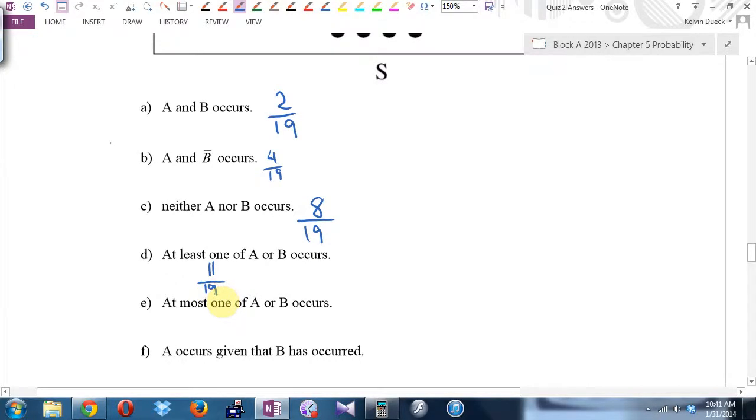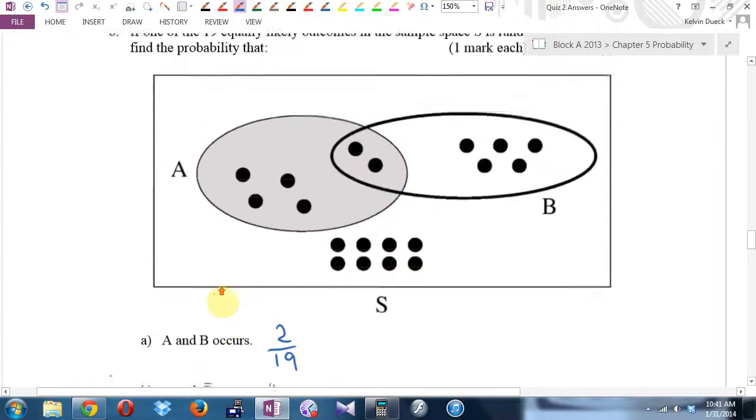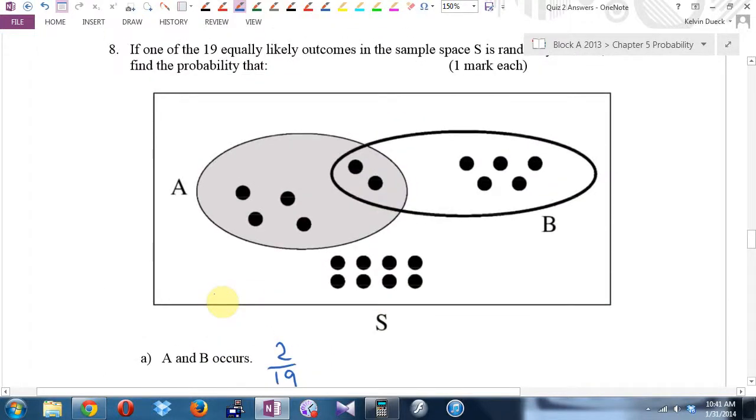At most, one of A or B occurs. So that means A or B, but not both. How many is that one? Yeah, it's that or that, but not the overlap. 9.